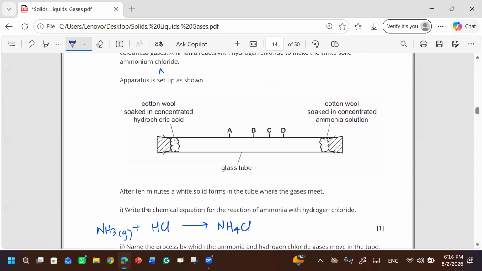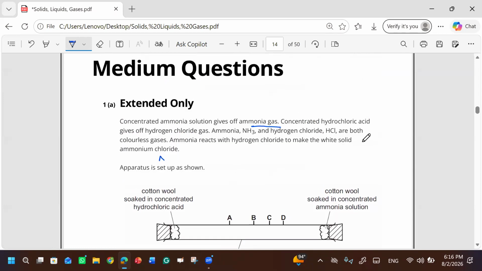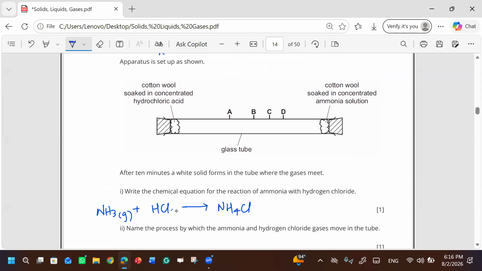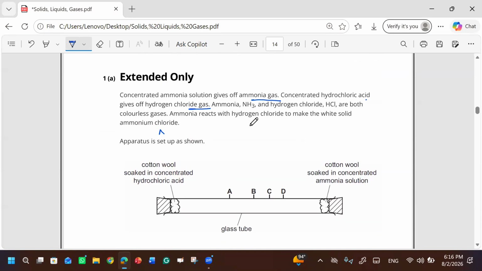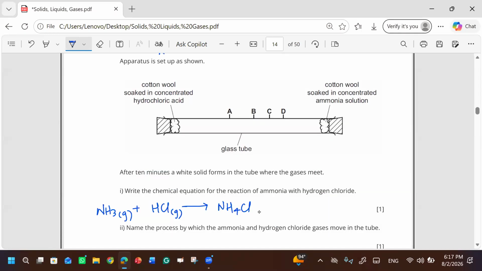Okay, and hydrogen chloride, this is also a gas. And what are you forming by the combination of these? You will get a white solid, solid ammonium chloride. So ammonium chloride is solid. Here you have to mention the states, otherwise your marks will be deducted.